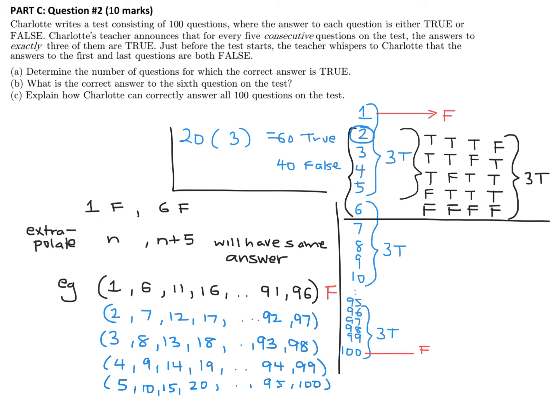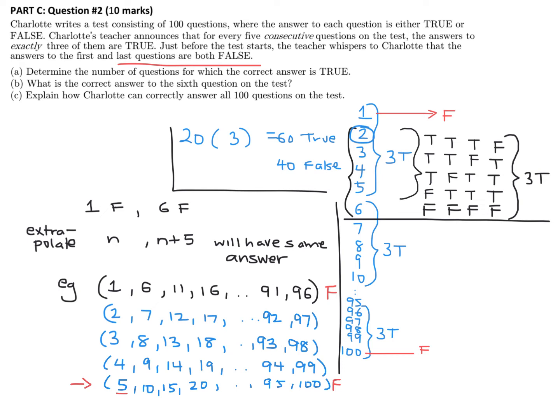Okay, so now we will be able to fill all this in. Notice this one here, we're told that the last question is false. So this is false. So all of these guys are false. So that means question number 5 is false, question number 10, question number 15, 20, because all of those are in the set. And according to this principle, they all have the same value. So question number 100 is false, question number 5 is false.